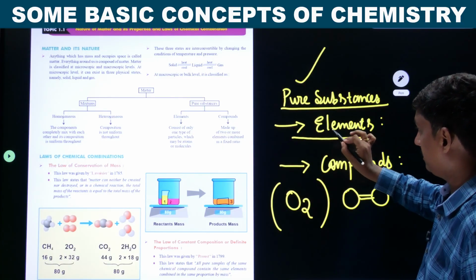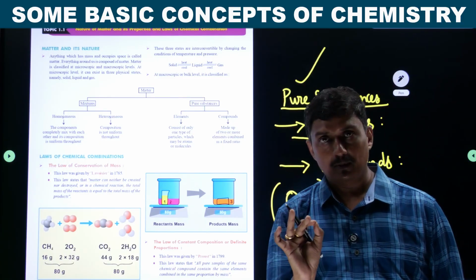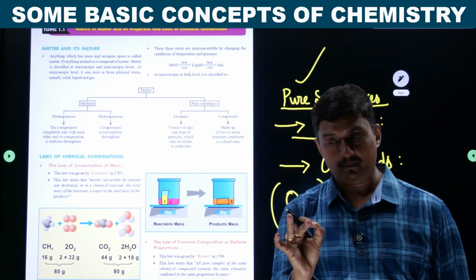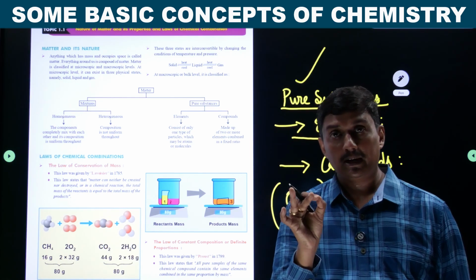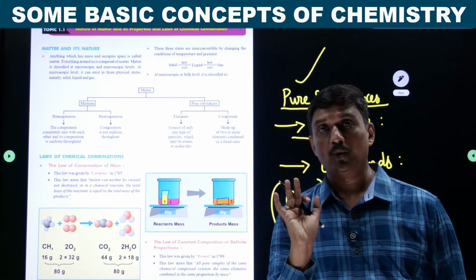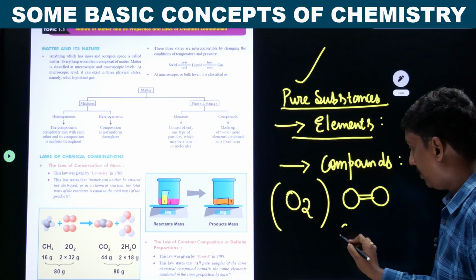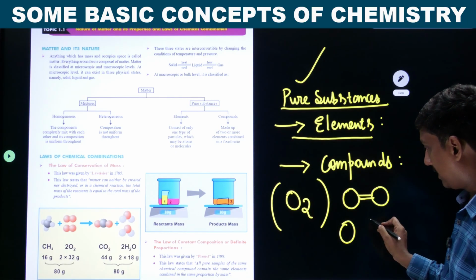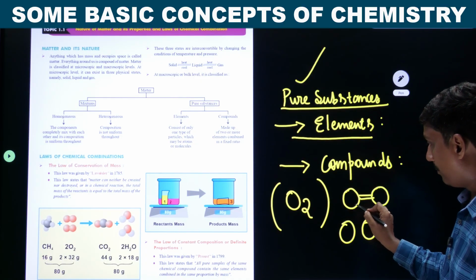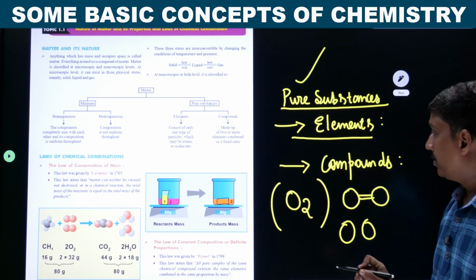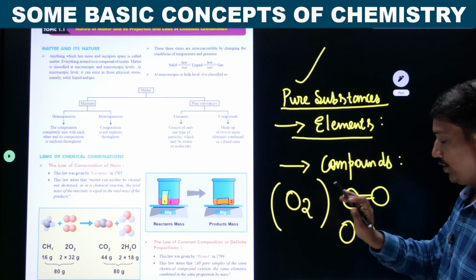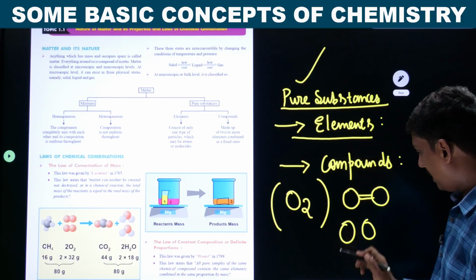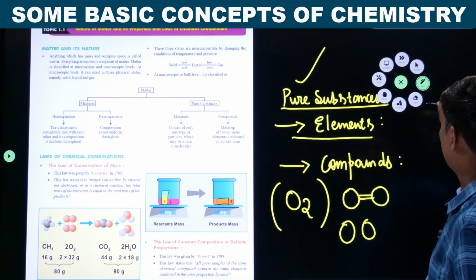So an element is a substance which is made up of the same type of atom, or the same type of atoms combined to give a molecule. So O2 is a molecule, O is an atom. So it is the oxygen atom. These two atoms of oxygen combine to give a molecule of oxygen. So if you take oxygen, you find only the atoms of oxygen. In the same way, I will take another example.